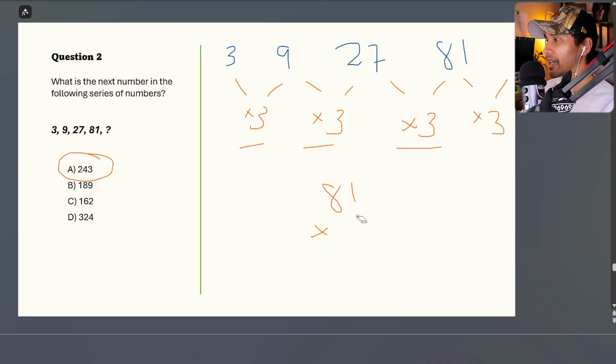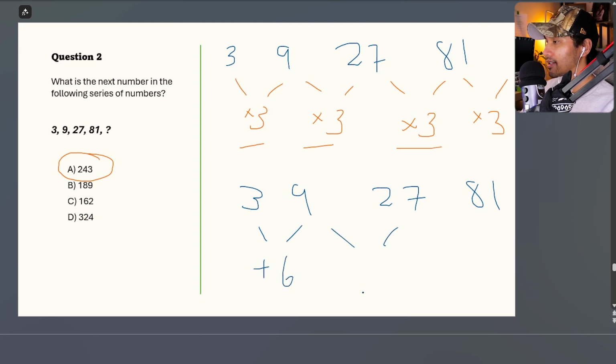You might make a mistake here, right? And do this instead. You write everything down, 3, 9, 27, 81. And then you're like, okay, 3 to 9, that's plus 6. 9 to 27, that's plus 18. 27 to 81, you're like, oh my gosh, big math there. And then you'll figure out, okay, this is wrong. Let me just multiply everything by 3.